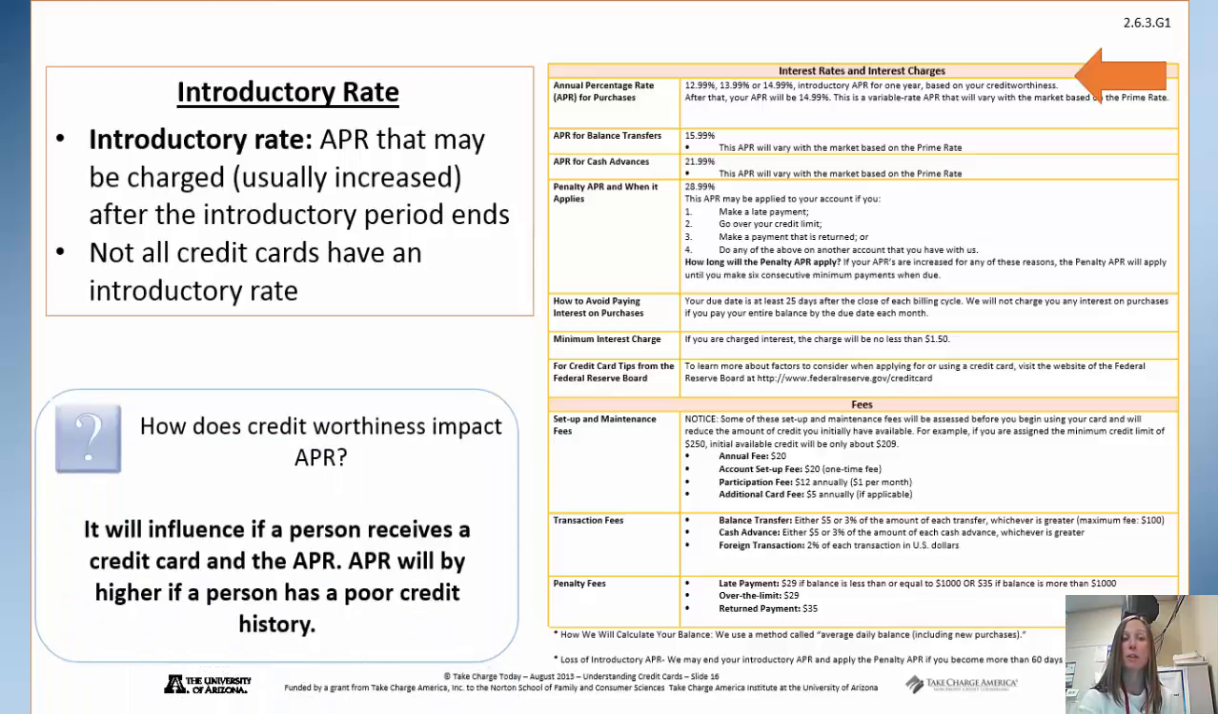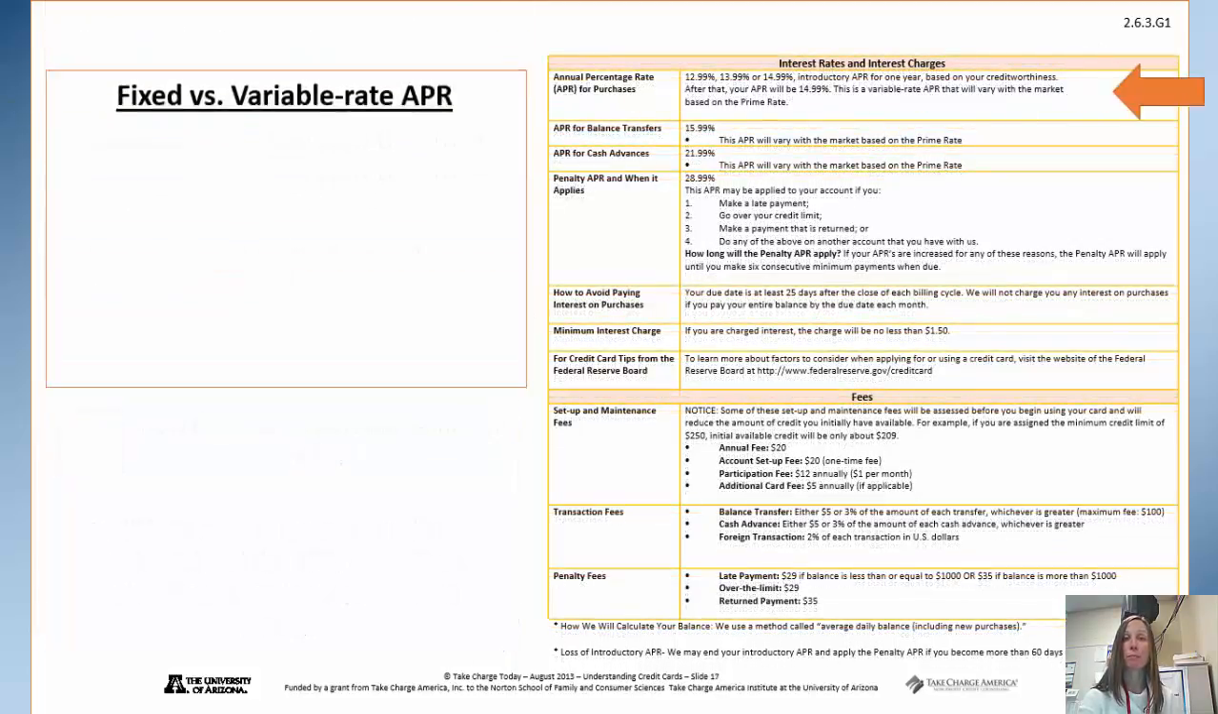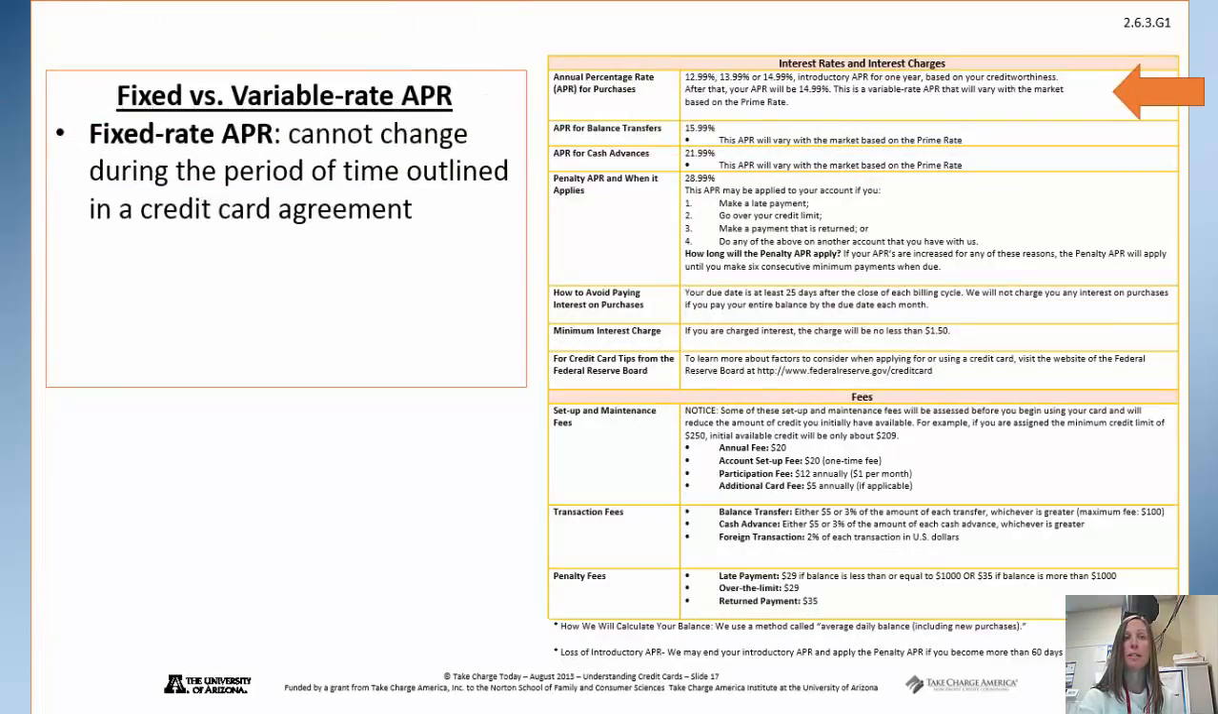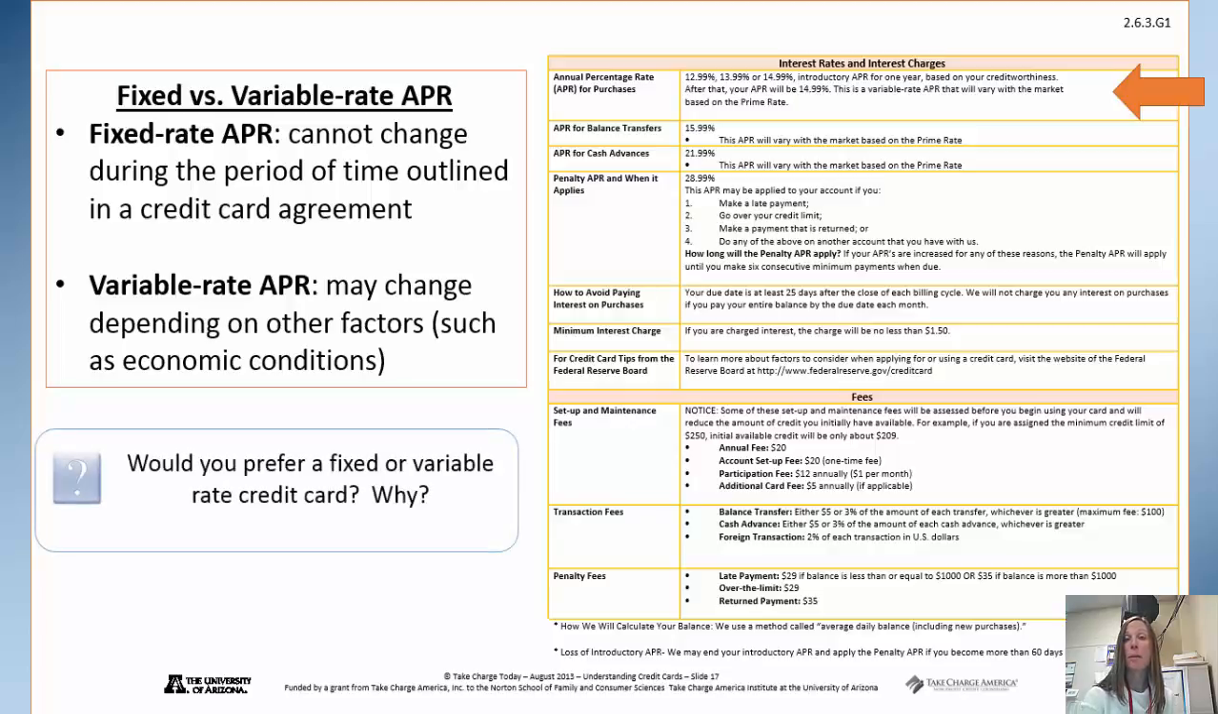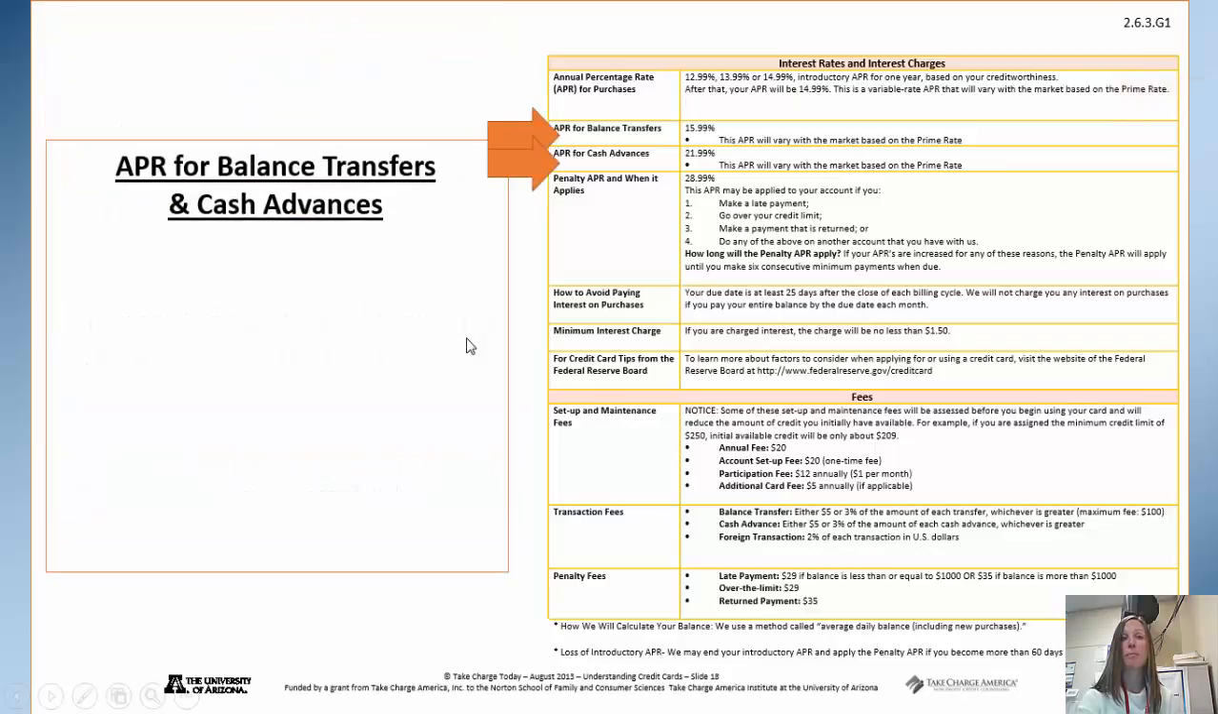How does your creditworthiness affect your APR? It will affect if they'll allow you to have this credit card, and it might give you a higher APR if you have a poor credit history. Fixed versus variable rate, what's the difference? A fixed rate APR cannot change during the period of time, and a variable rate APR may change depending on other factors. Which would you rather have? It depends on what the rate is, but in most cases a fixed rate would probably be better for you, because then you know that that rate will not change, where variable could end up going way up. It could go down, but it's probably more likely that it will go up.